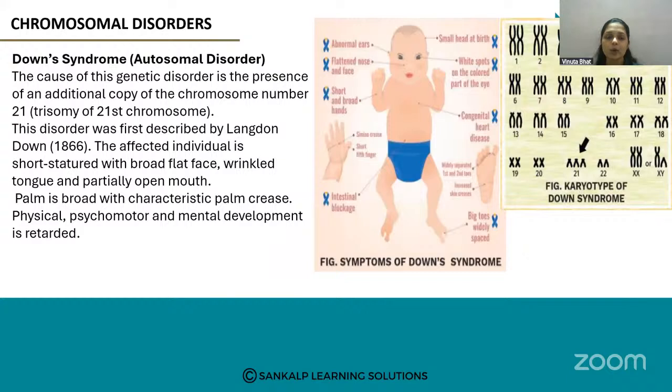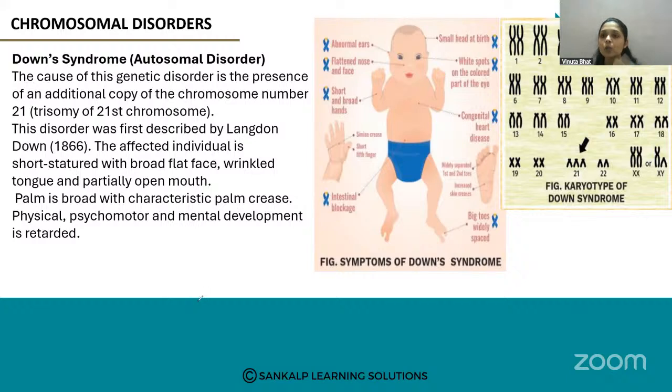So let us see about the chromosomal disorders. What do you mean by chromosomal disorders? Here, chromosomal disorders means the number of chromosomes that is changed. So the disease caused, that is because of the additional copy of chromosome or a less number of chromosomes. Okay, so that is the chromosomal disorder.